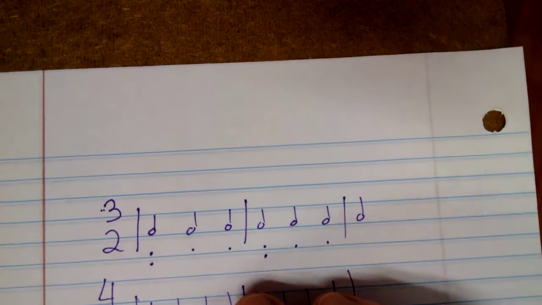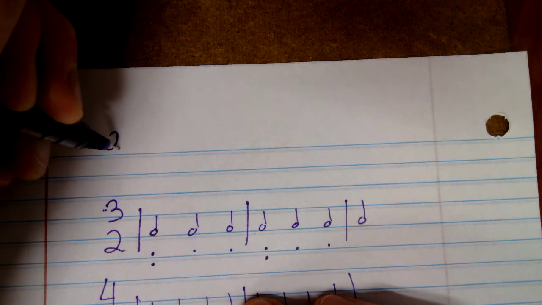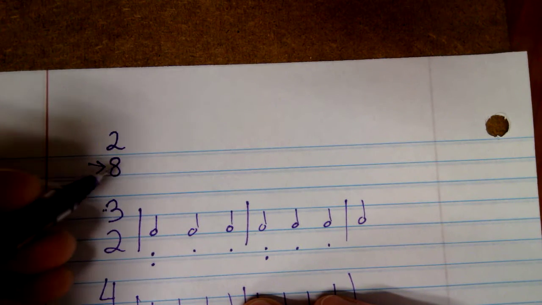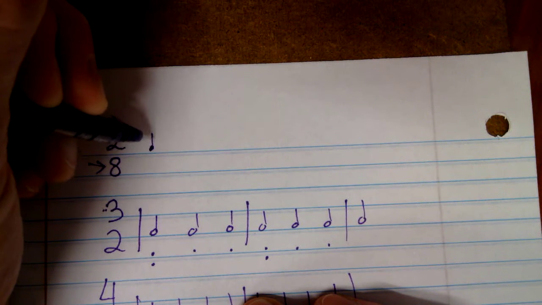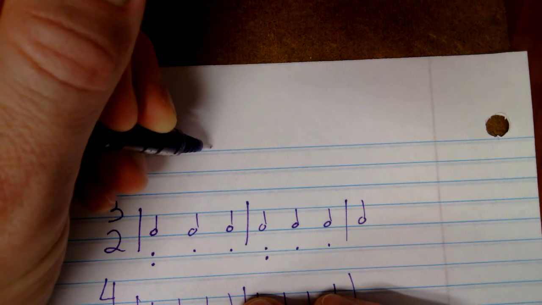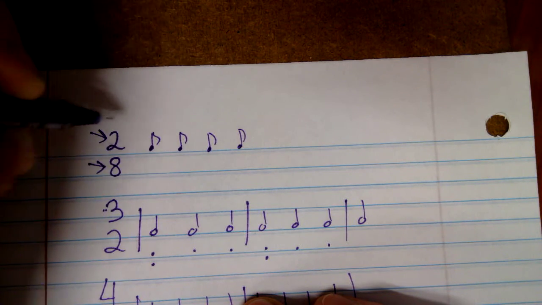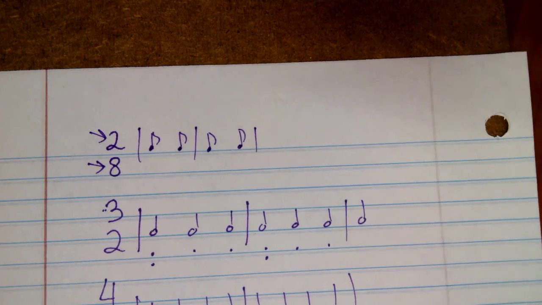You can also have larger numbers as a lower number. So suppose we had, I don't know, 2-8. Well, 8 is our lower number. That means the 8th note counts as the tactus. And then there are 2 of those every measure. So 1, 2, 1, 2, 1, 2, like that.